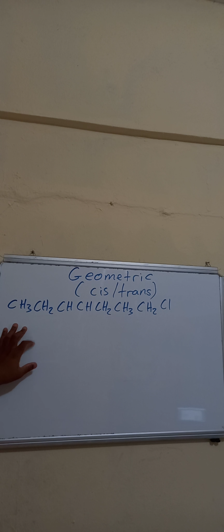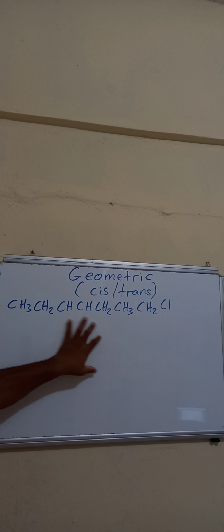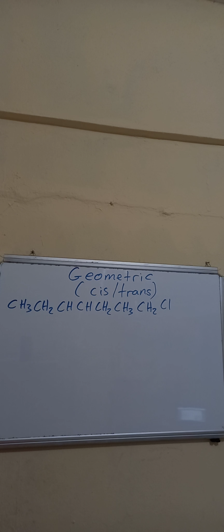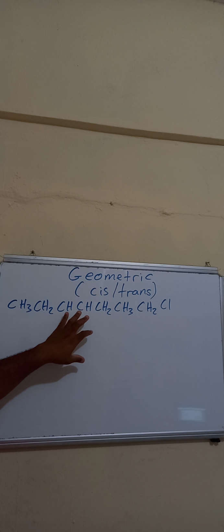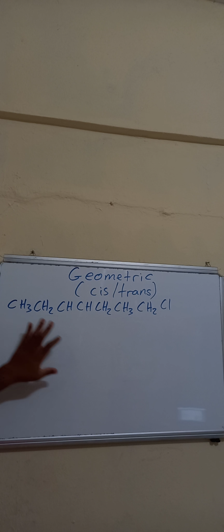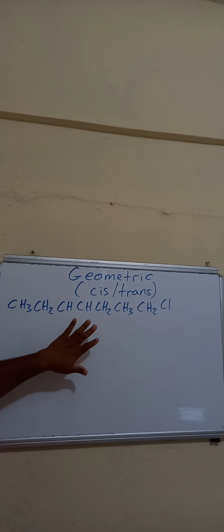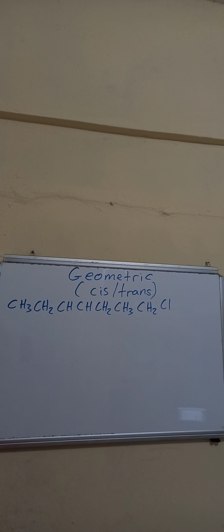Alright, so here we have a next example. We are going to see if geometric isomerism exists in this compound. So first we need to draw the displayed formula.